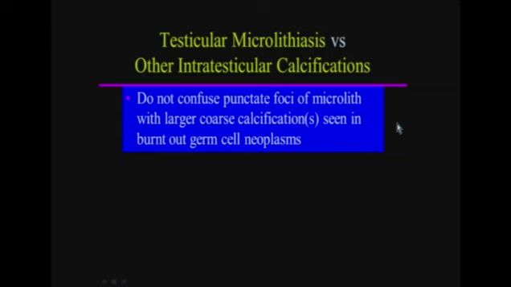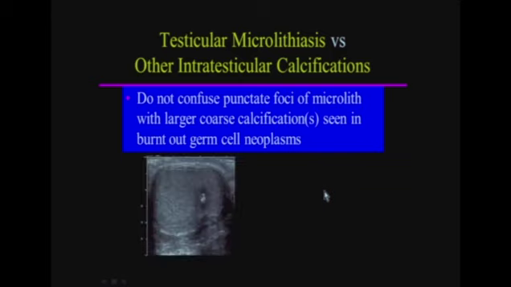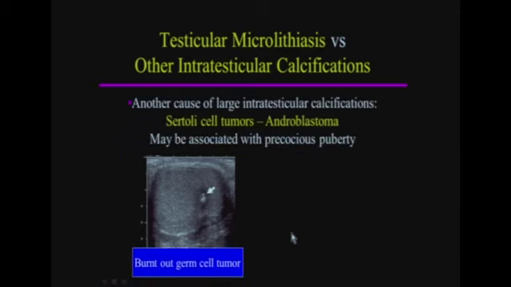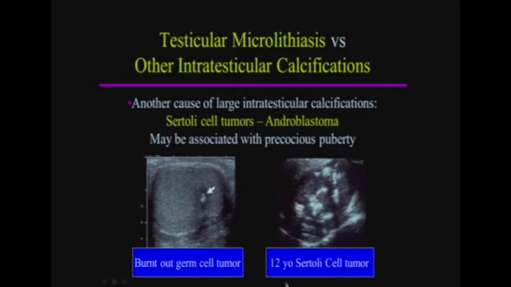In analyzing testicular microlithiasis, one has to know that there are other intratesticular calcifications, and one shouldn't confuse the punctate foci of a microlith with the large coarse calcifications seen in burnt-out germ cell neoplasms. So this is an example of a burnt-out germ cell neoplasm. Another cause of intratesticular calcifications includes Sertoli cell tumors or androblastomas, which can be associated with precocious puberty, and this is an example of a 12-year-old with very echogenic structures that were calcified within the testicle. This individual, again, had a Sertoli cell tumor.